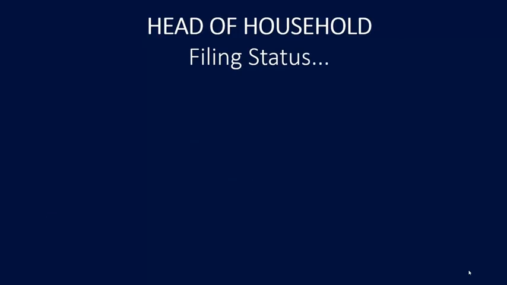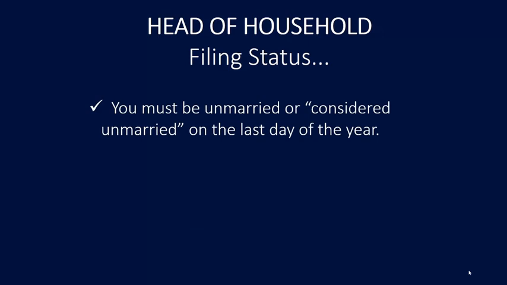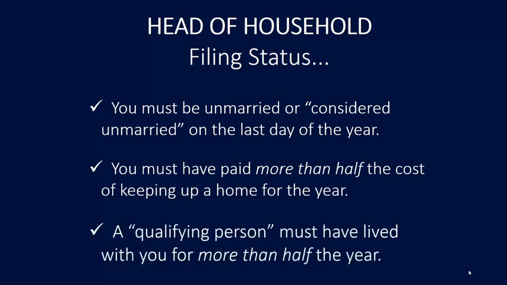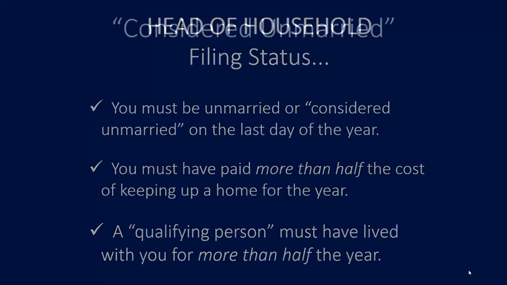First, let's talk about the head of household filing status. You must be unmarried or considered unmarried on the last day of the year to claim the head of household filing status. You must have paid more than half the cost of keeping up a home for the year, and a qualifying person must have lived with you for more than half the year. So what does it mean to be considered unmarried?